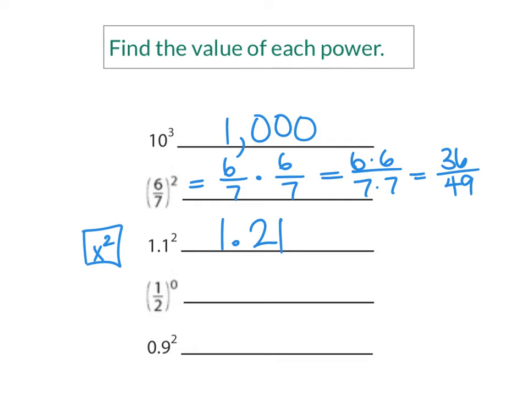So 1/2 to the 0 power. Remember, anything to the 0 power is going to equal 1. So this will equal 1. 0 9/10 to the second power. Again, I could use that calculator button, x to the second power, and this equals 81 hundredths.